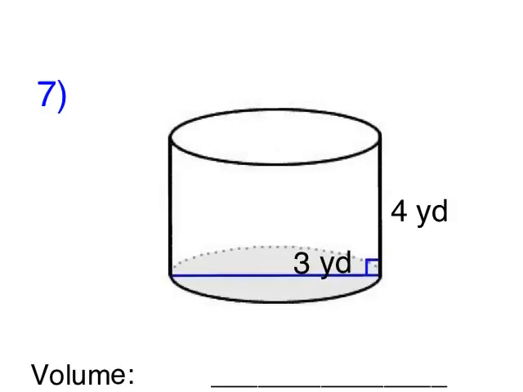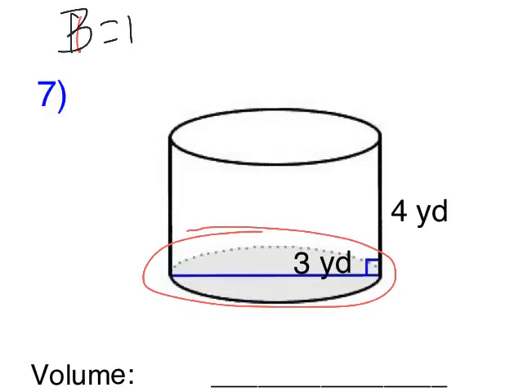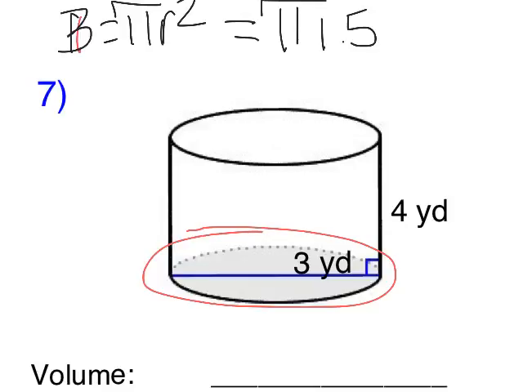For number 7, we're back to a cylinder. So we're going to again find our big B. So we've got the circle as our base. We've got big B. It's going to be pi r squared. So that is pi times 1.5. So remember, we're looking just for 1/2 of that to give us our radius. So that's right here. So pi 1.5 squared, and that comes out to 7.07.